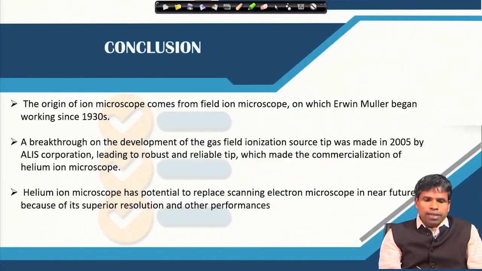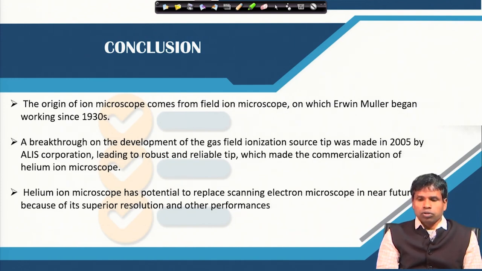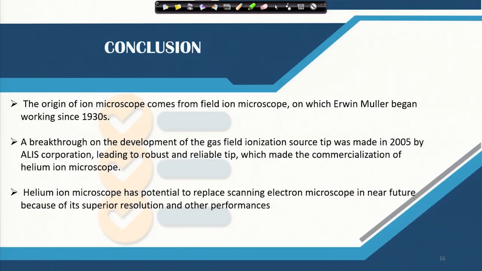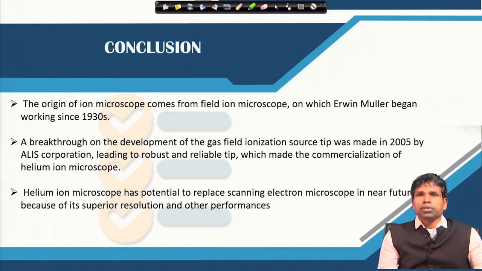What I have discussed today is that the origin of the ion microscope comes from the field ion microscope, on which Erwin Muller began working in the 1930s. A breakthrough in the development of the gas field ionization source tip was made in 2007 by Alis Corporation, leading to a robust and reliable tip, which made the commercialization of the helium ion microscope possible. Commercialization began in 2007. The helium ion microscope has the potential to replace the scanning electron microscope in the near future because of its superior resolution and other performance. That is the important conclusion of today's introductory lecture, and we will discuss the helium ion microscope more in our next lecture.